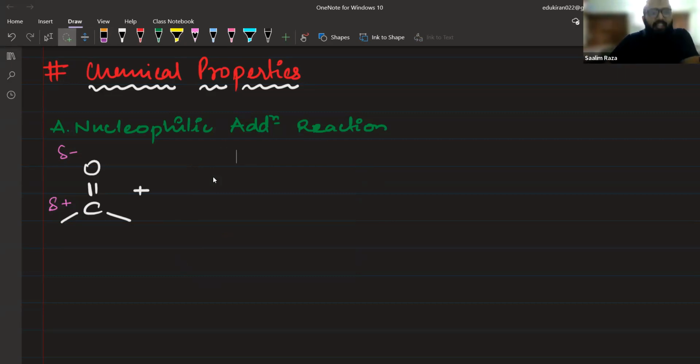Okay, look here. So here we have carbonyl carbon and here we have nucleophile. Let us understand what nucleophile means. Nucleo means nucleus. Correct, guys, all of you? Sir, is it electron rich? Yes, correct, very good. Why is it electron rich? Because it is nucleus loving.